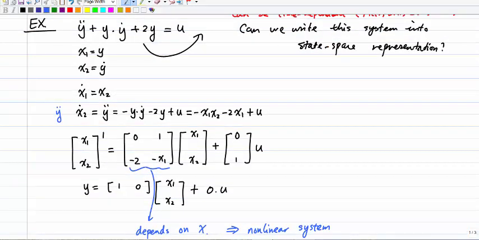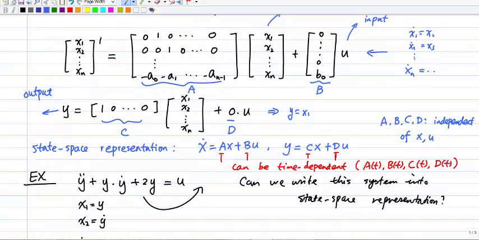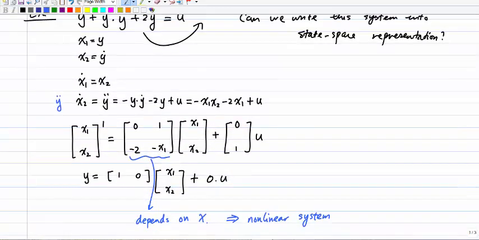Of course, y should still be: y is equal to [0, 1] times [x1; x2] plus 0 times u. Notice that although the structure is similar to the ABCD form I mentioned, the difference is in A. A depends on x, because inside A we have x1, and x1 is part of my state. So A is not independent of x.